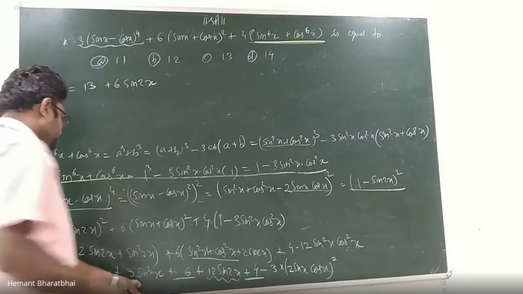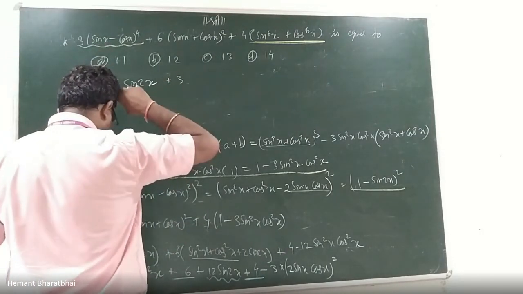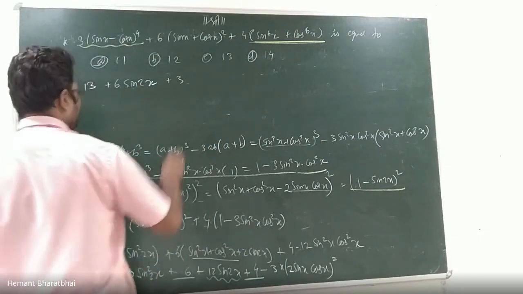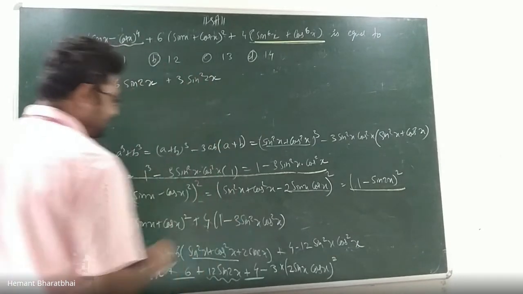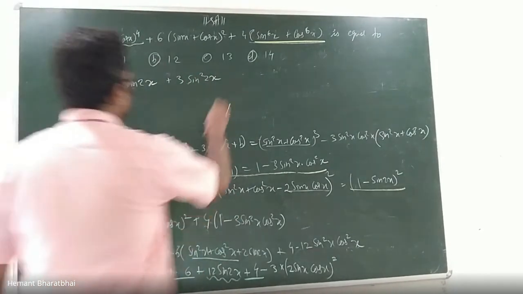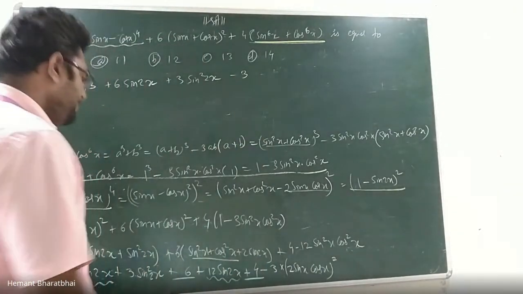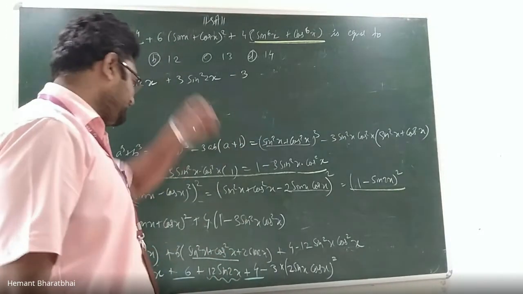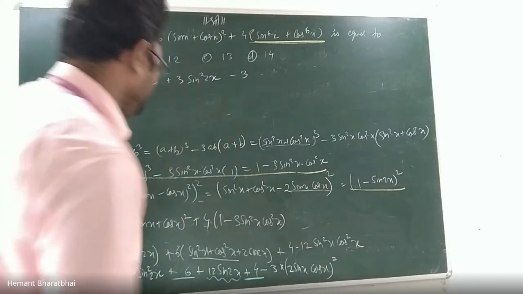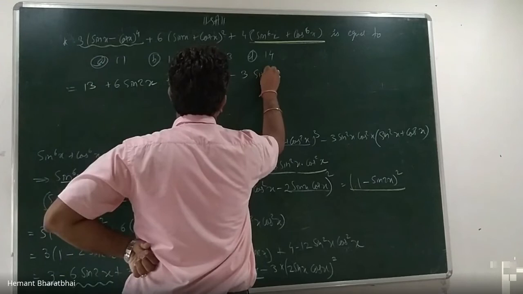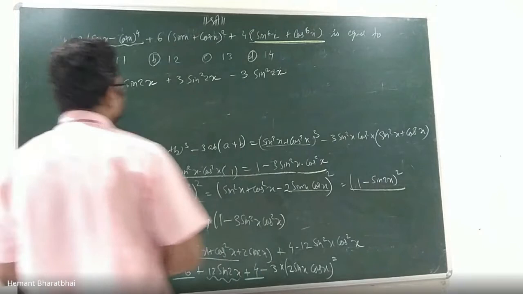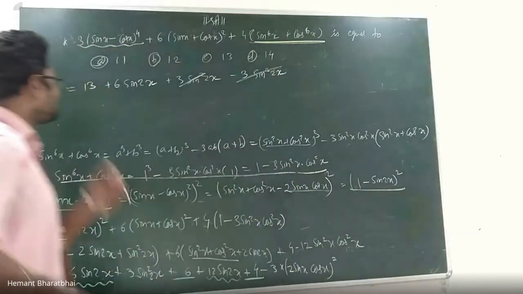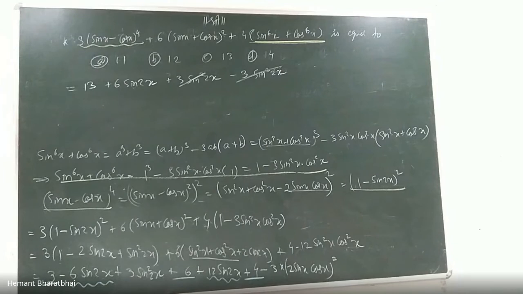Then here this is 3 sin square 2x. Sorry, that is 3 sin square 2x, and here minus 3. Okay, sin x, 2 sin x into cos x, that is sin 2x. So that is sin square 2x. So this plus and this gets cancelled. Yet somewhere I made some mistake, I guess.